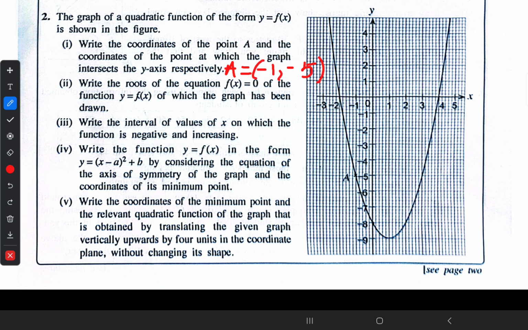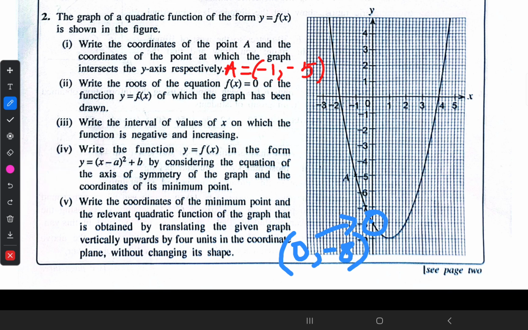Next, the point at which the graph intersects the y-axis. This is the place where the graph intersects the y-axis, so we write its coordinates. Its coordinates should be 0 and -8. This is located on the y-axis, no? So its x coordinate is 0 and its y coordinate is -8. (0, -8) would be the coordinates of this point.